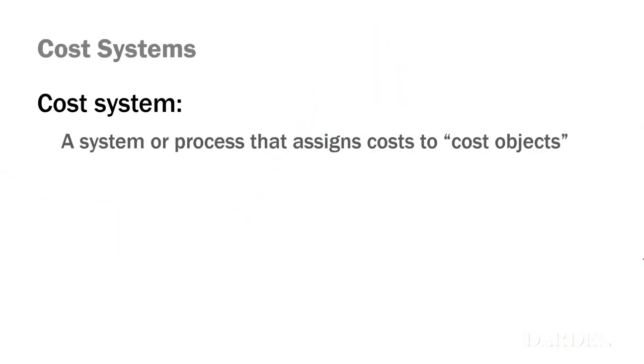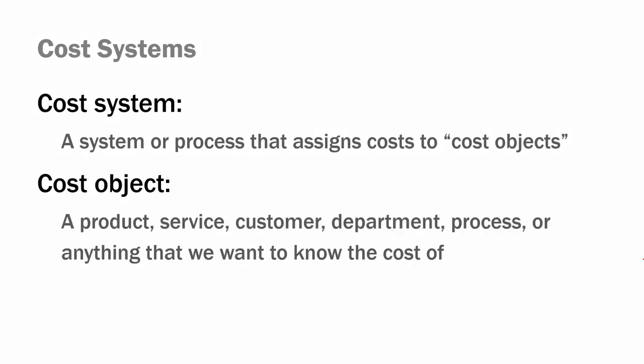Let's talk now about cost systems. What do I mean when I say cost systems? Well, a cost system is a system that assigns costs to products or services or some other cost object. Well, what is a cost object? Well, that's anything that we want to determine the cost of. It could be a product, a service, department, customer, process, many more things.